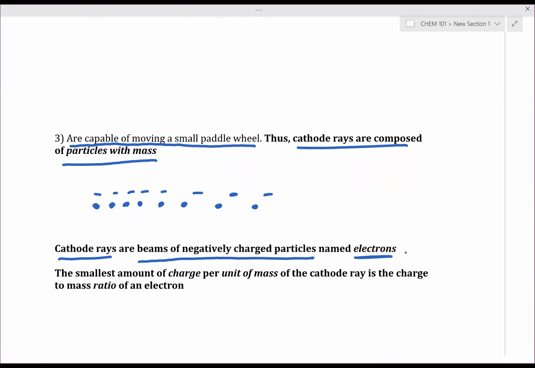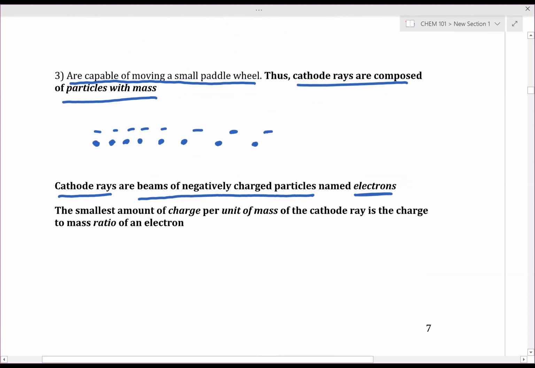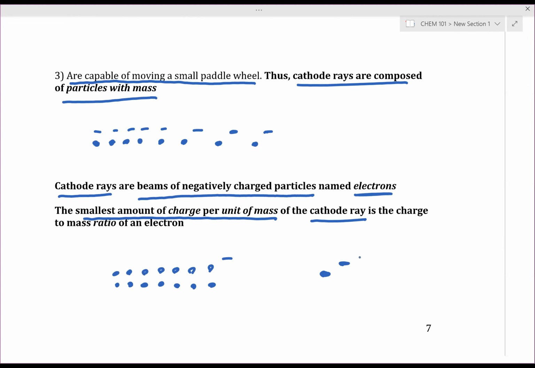Okay. Now, we can figure out the smallest amount of charge per mass for the cathode ray. And by studying the collection of particles, by studying this large number of electrons, we can in turn figure out the mass to charge of a single electron, just like we did in our density calculations. We're utilizing intensive properties. Mass to charge ratio is intensive. No matter whether we're looking at one electron or thousands of electrons, the mass to charge is the same.